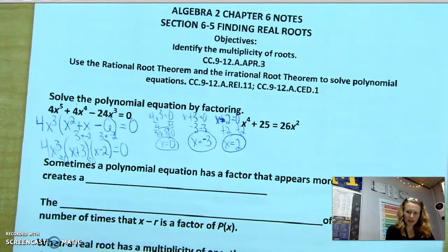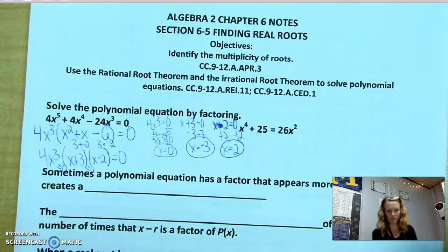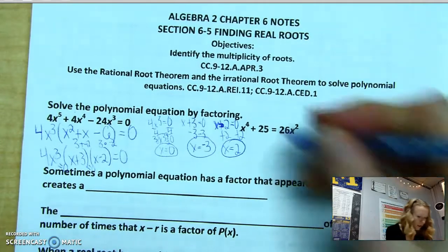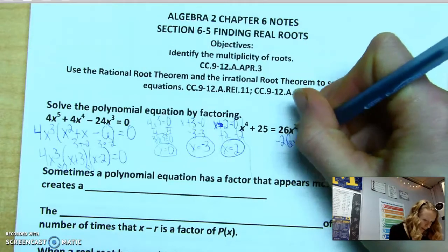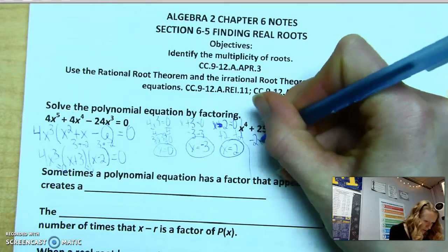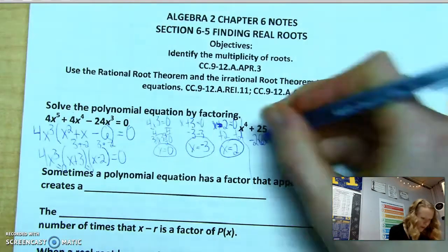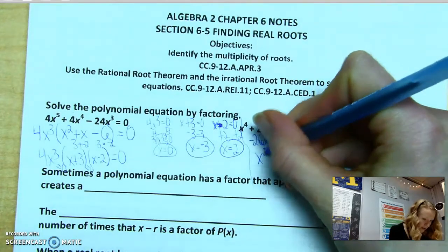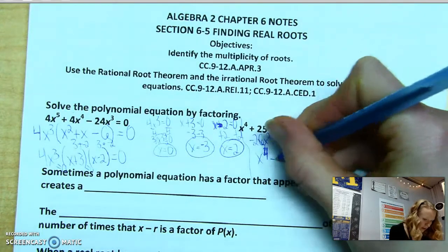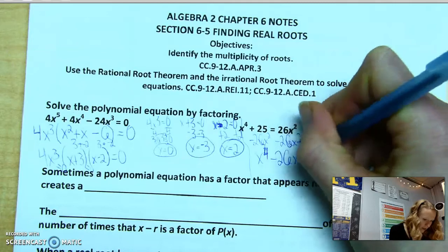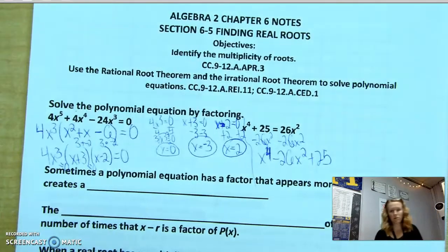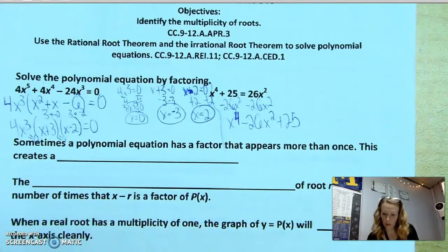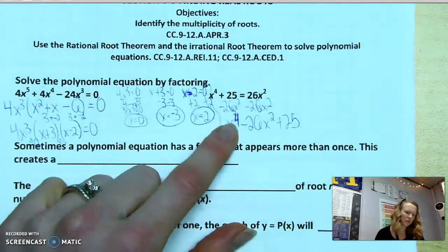If you look at this next one, we have to put this in standard form. So I'm going to subtract the 26x squared to the other side. So then I'm left with x to the fourth minus 26x squared plus 25. Now this is a trinomial, right? But the degree is 4 instead of 2.